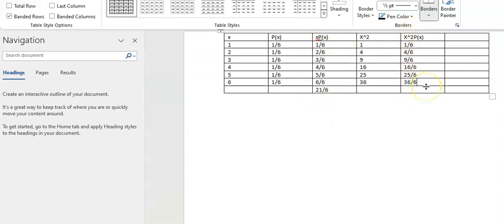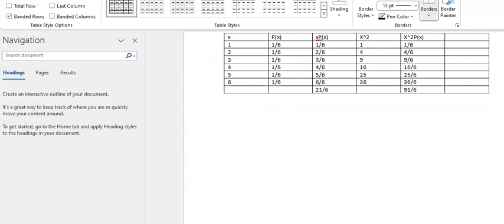And then just like we did with the other column that we made back here, let's add these up. So if I add those up, 1 plus 4 plus 9 plus 16 plus 25 plus 36 is 91/6. Now I'm going to change 91/6 into a decimal. So 91 divided by 6 is 15.166666.